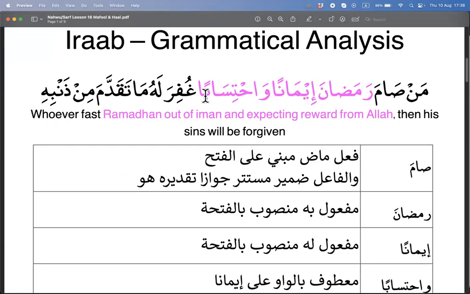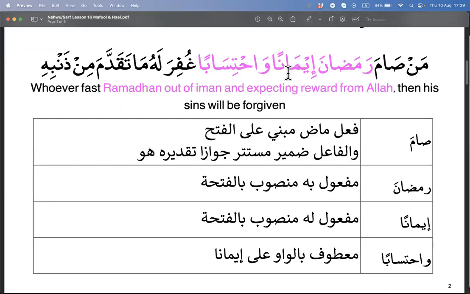imanan wa ikhtisaban. Why do you fast Ramadan? Out of iman, because you believe, and because you expect the reward from Allah. So this is maf'ul lahu. Of course, in Iraq, we say the first one is the maf'ul lahu, mansub bil fathah. And then wa ikhtisaban, we say is matuf because we have a waw. So waw ataf, then we have matuf. This is just following imanan, basically saying both are maf'ul lahu. Why do you fast? Because you believe and you expect reward from Allah.